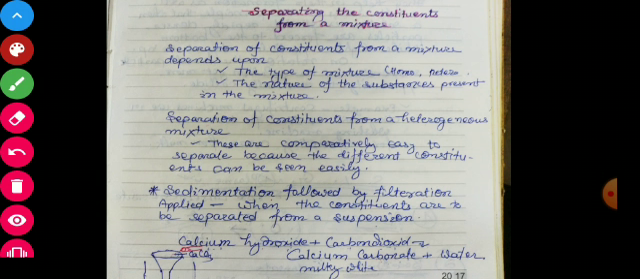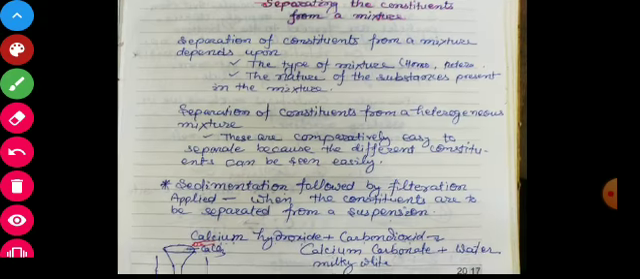So in some cases, the simple method of decantation can be used to separate the residue from the liquid. The suspension present in the beaker is kept undisturbed for some time, and the residue will settle at the bottom. The liquid collected above can be removed by decantation, leaving behind the residue.